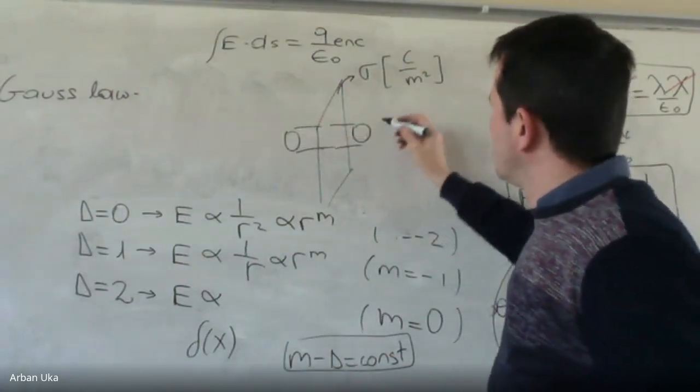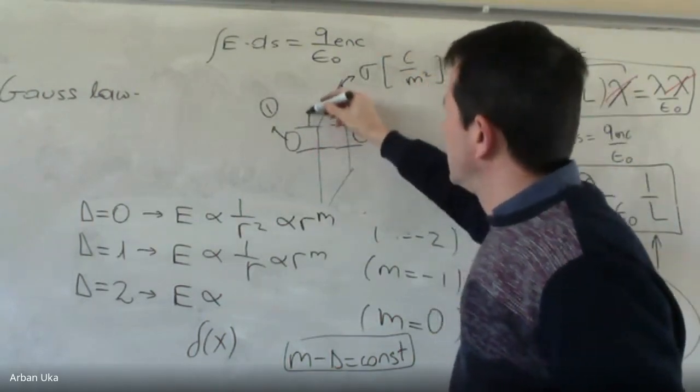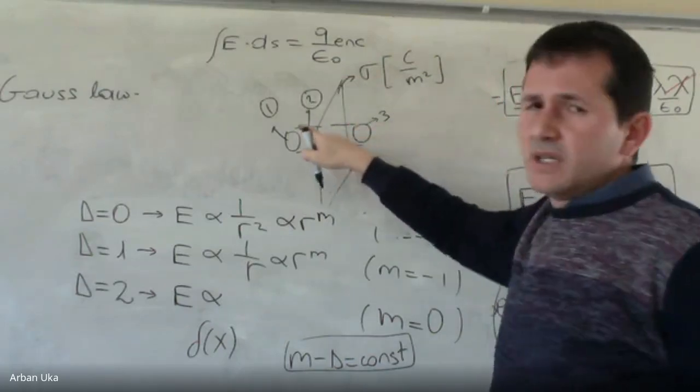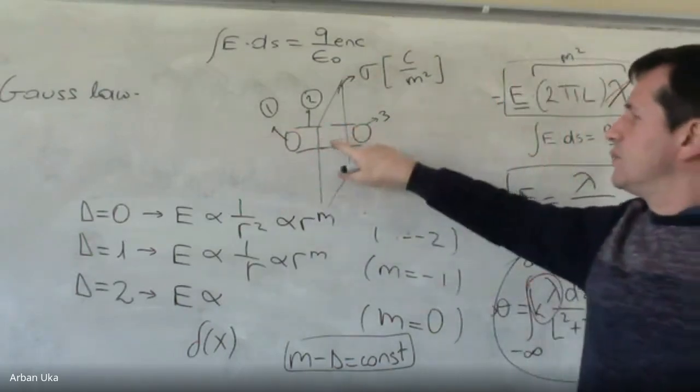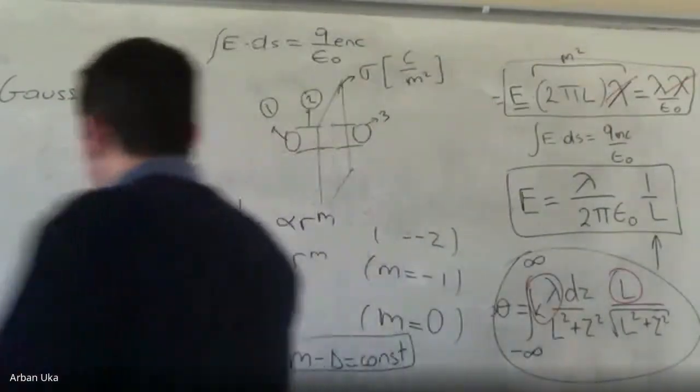And in this case, we also have 3 surface areas of interest. We have surface area 1, right? Surface area 2, and surface area 3. But be aware, these are the surface areas over which we are going to calculate the flux.